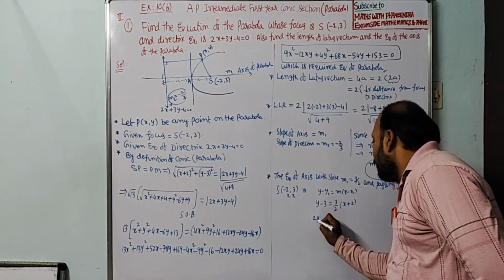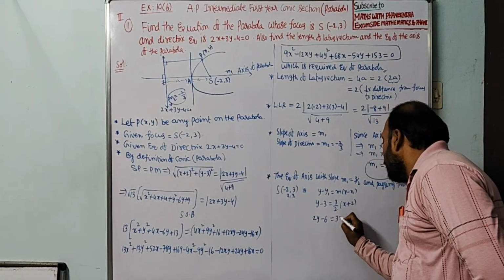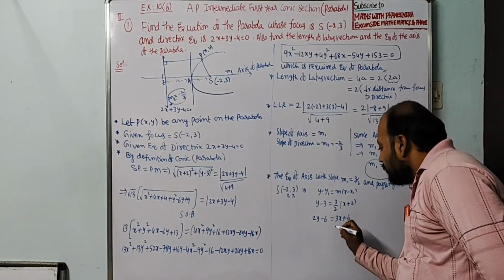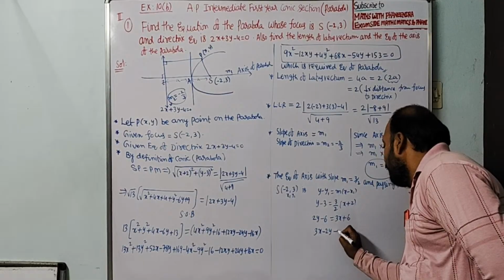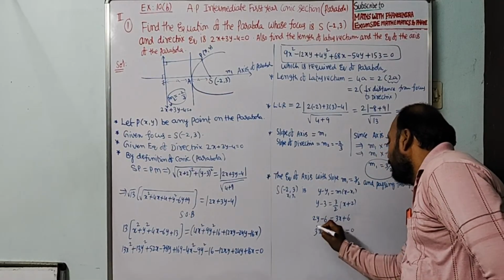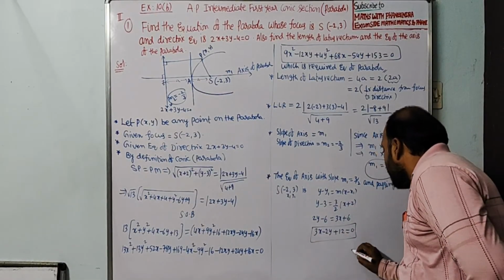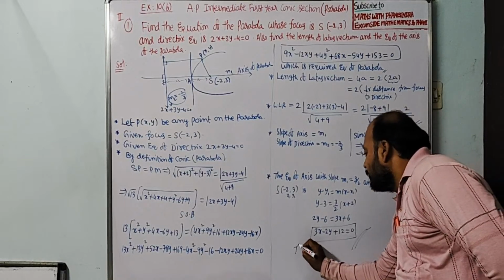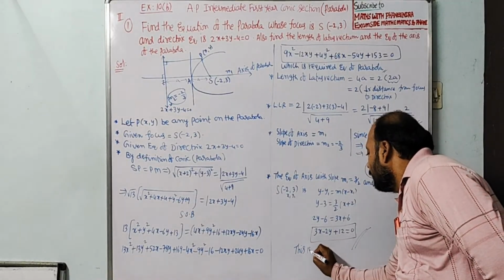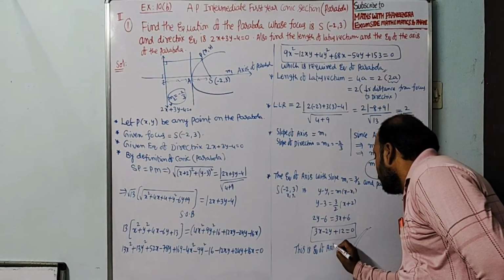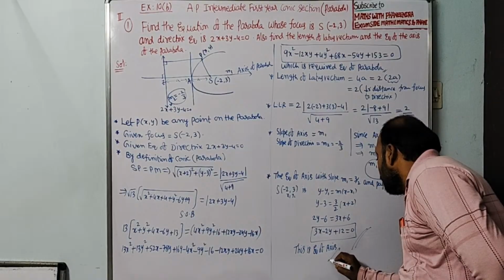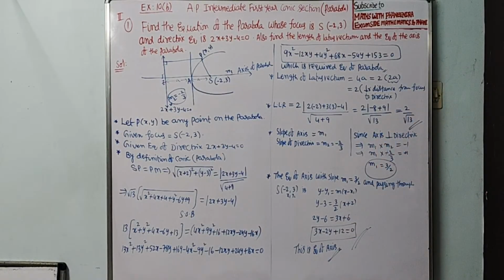Cross multiply. 2y minus 6 equal to 3x plus 6. So these values being assigned, 3x minus 2y plus 12 equal to 0, which is the required equation of axis. This is the equation of axis. Okay, dear students, we'll move to another question.